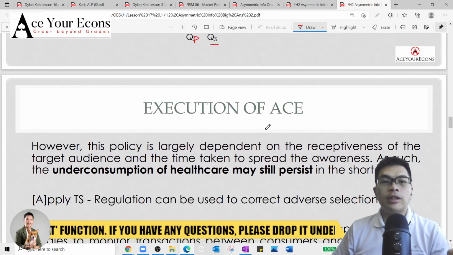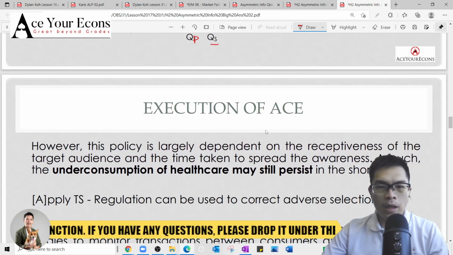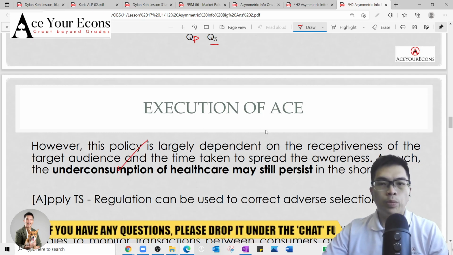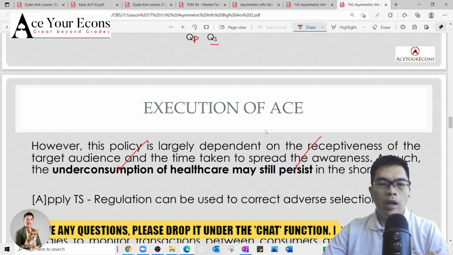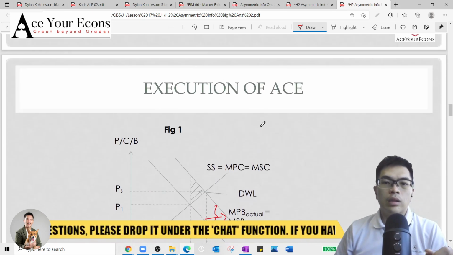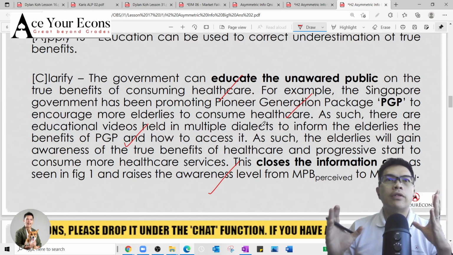Alright, so a limitation of this policy: it depends on the receptiveness of the target audience, and the time taken to spread awareness. Therefore, under-consumption of healthcare may still persist in the short run. So the whole idea behind this is you have to close the info gap.